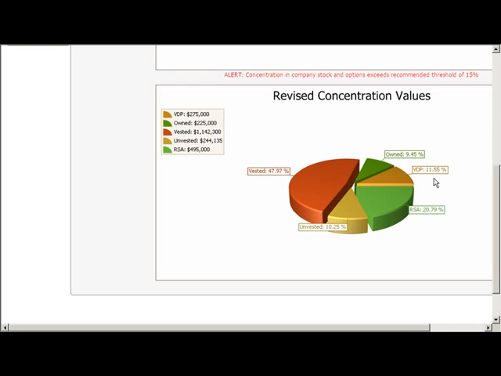The higher the degree of concentration, the higher the risk. This is because of the leveraged nature of options and because declines in company stock price can have a significant impact on a participant's total wealth. The participant's concentration dashboard is a good way of identifying a concentrated position and for facilitating diversification decisions. This concludes the tutorial.